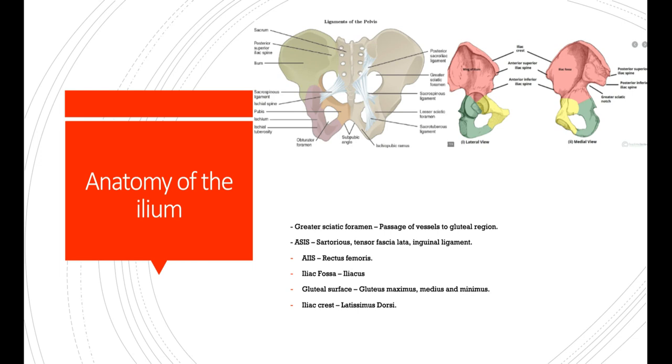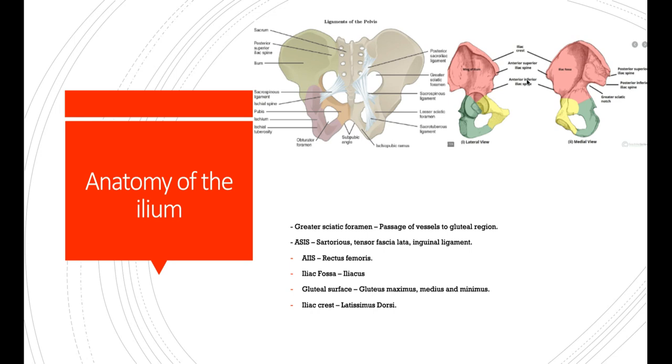The ilium itself has an anterior superior iliac spine, which is the origin of the sartorius, the tensor fasciae latae, and the inguinal ligament. It also has an iliac crest, which is the origin for the latissimus dorsi muscle. And on the anterior side is the iliac fossa, and that is the origin of the iliacus muscle, which makes up half of the iliopsoas, which is the most dominant hip flexor.